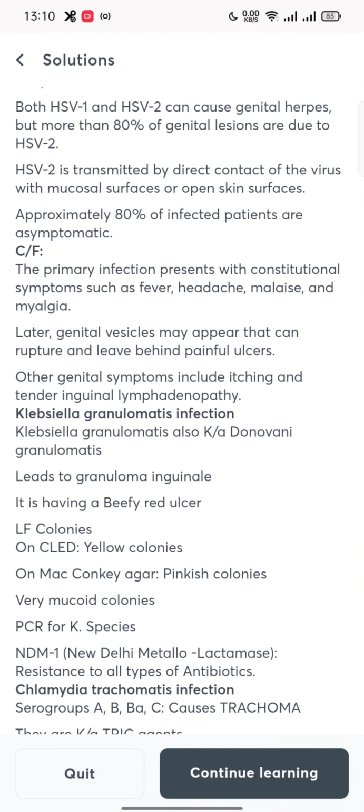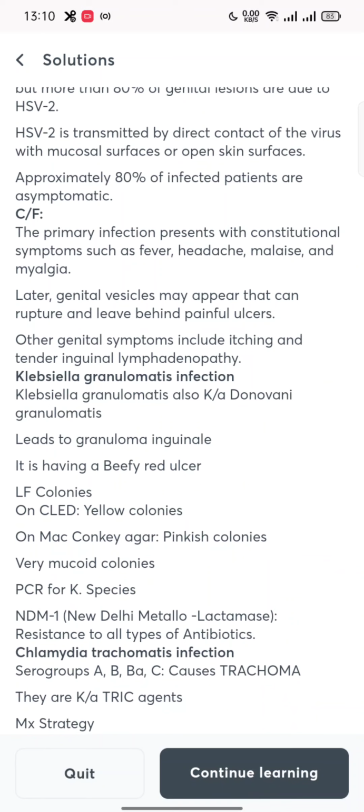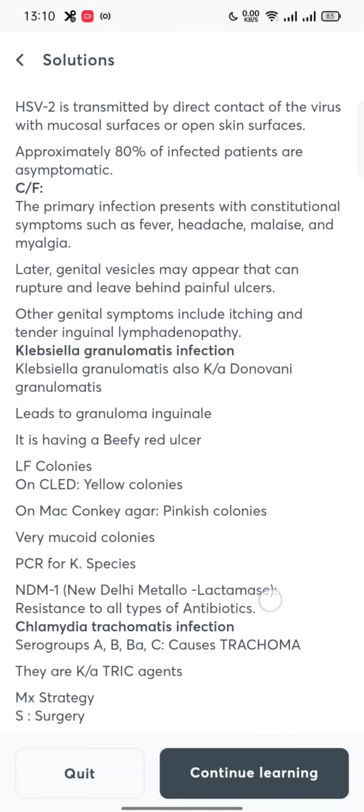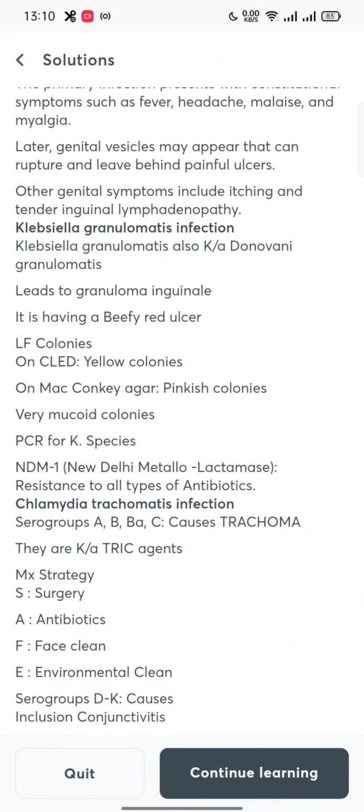Talking about the clinical features, mainly they have constitutional symptoms like fever, headache, malaise and myalgia. Later there will be genital vesicles which will be painful, as they can rupture and leave behind painful ulcers. Other genital symptoms include itching and tender inguinal lymphadenopathy. Now Klebsiella granulomatis infection: Klebsiella granulomatis is also known as Donovania granulomatis. This leads to granuloma inguinale. It has beefy red ulcers.